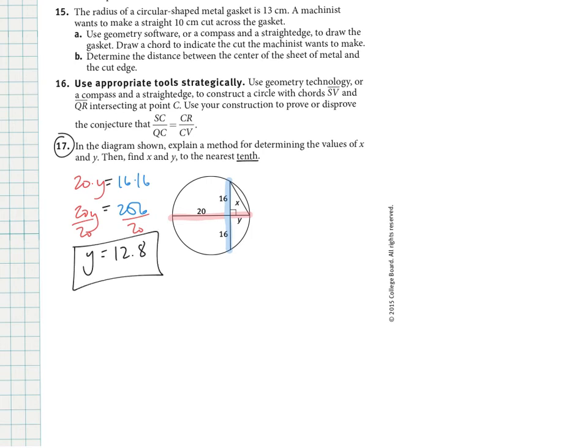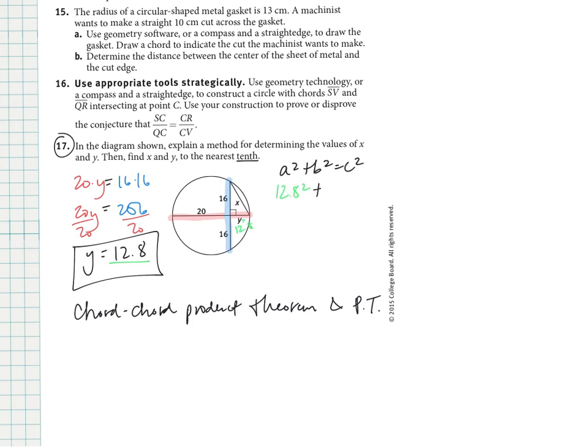Okay, so now that I know what y is, anyone have an idea of how to find x? Yep, exactly. We're going to use the Pythagorean theorem. So we first started off with the chord product theorem, and then we are going to go to the Pythagorean theorem, right? That's where we have our a squared plus b squared equals c squared. And technically we do have the length for y, that's going to be 12.8. So I could say 12.8 squared, and add that to our 16 squared. And we want to solve for c squared, which is technically x.